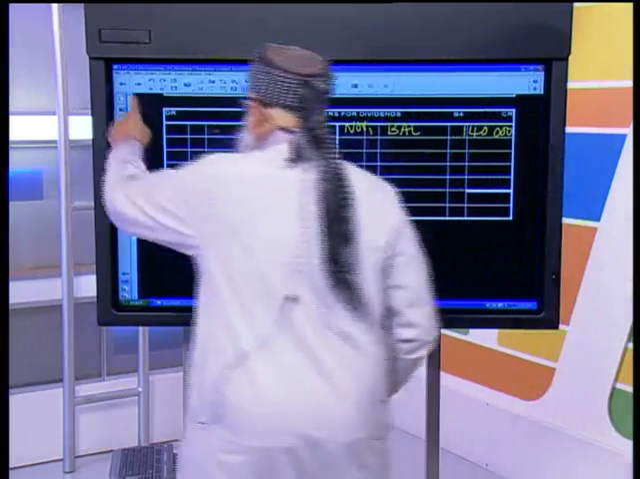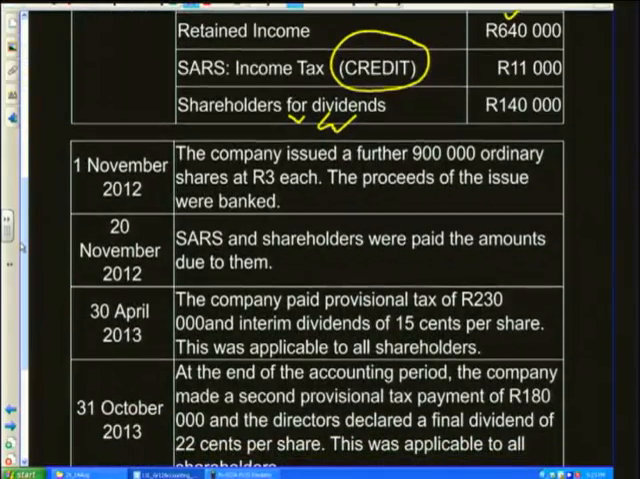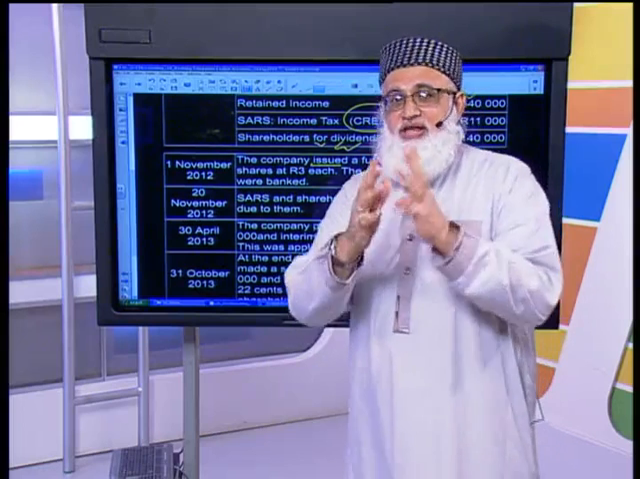Right. So we've indicated the opening balance, we've slotted them in where they belong, and now we go on to transactions. What happened in November? On the 1st of November, the company issued a further 900,000 ordinary shares at 3 rand each. Okay? Now, very important.